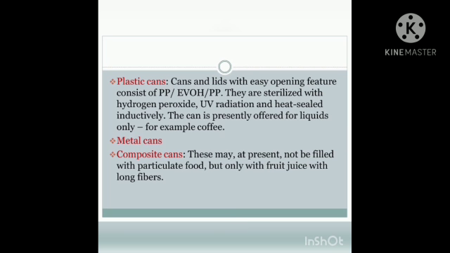Bottles and jars. Glass bottles may be aseptically filled with food containing small particles, for example, baby food. Jars may be filled with large particles, that is, 12 mm cube size or larger. Plastic cans and lids with an easy opening feature consist of PP and EVOH. They are sterilized with hydrogen peroxide, UV radiation and heat sealed inductively. The can is presently offered for liquids only, for example coffee.